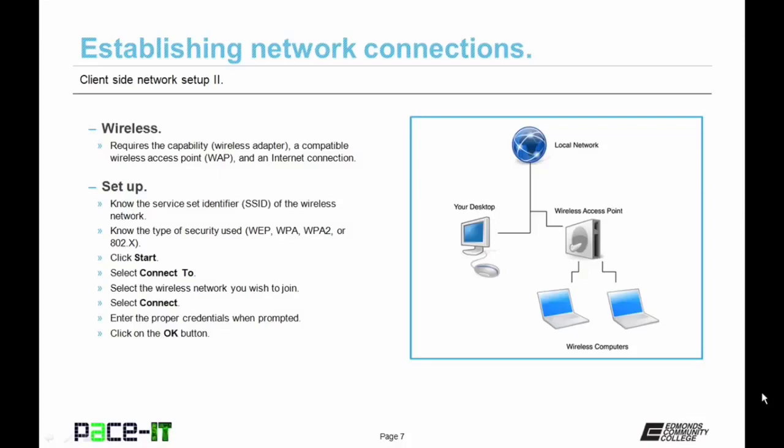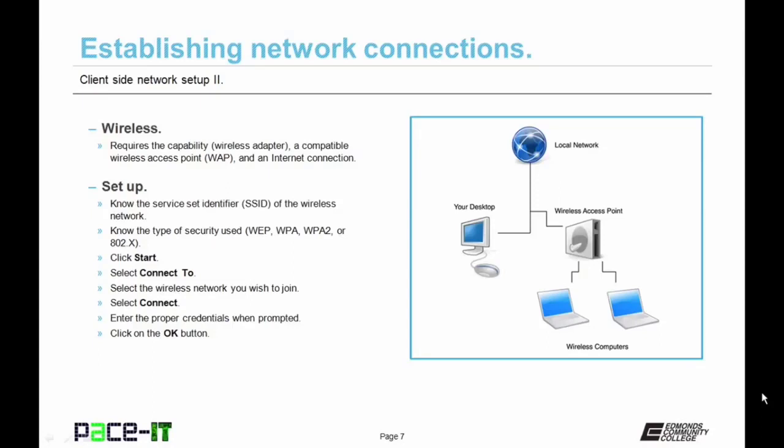So how do you set one up? The first thing is you need to know your service set identifier, your SSID. That is the wireless network's name. Then you should know the type of security used. Is it WEP? Man, I sure hope not. How about WPA? Again, a fail. It should be at least WPA2 or 802.x. But you still need to know which security protocols are in play.